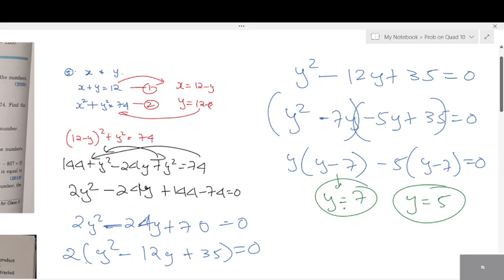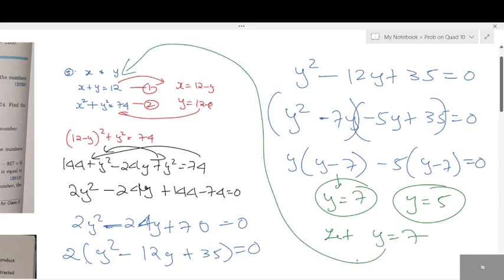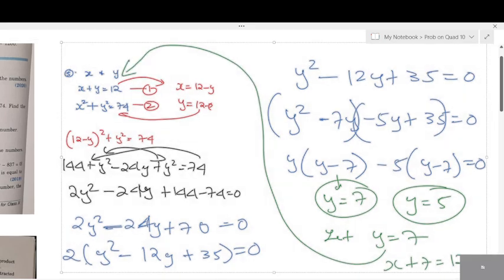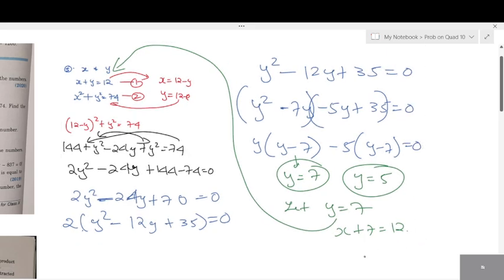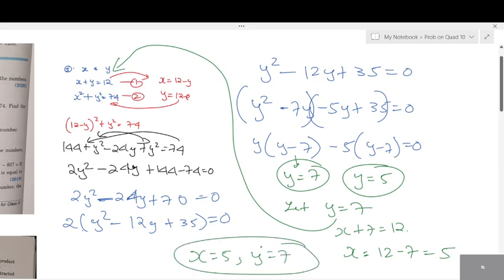Okay, 5 and 7. So you can take any one value. Let y be equal to 7. So we got y is 7. Substitute this in the first equation: x plus 7 is equal to 12. x is equal to 12 minus 7, that is 5. So x is equal to 5 and y is equal to 7. Understood? Any doubts in this?